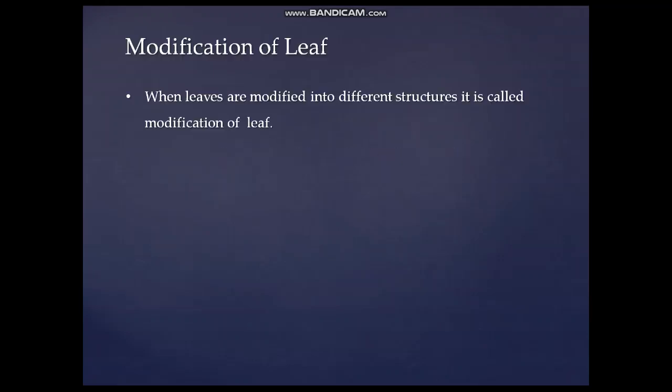Now after venation, we come to another part regarding the leaf, which is its modifications. So what do you mean by modifications? Instead of doing photosynthesis, some parts of the leaf get modified into different structures and perform different functions. So it is called modification of the leaf.